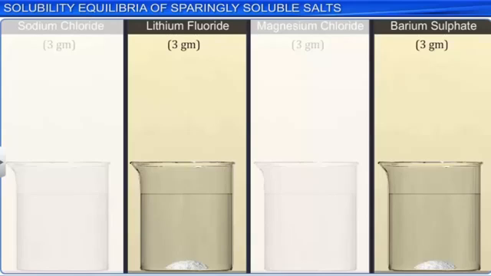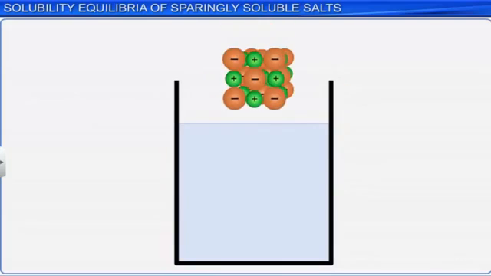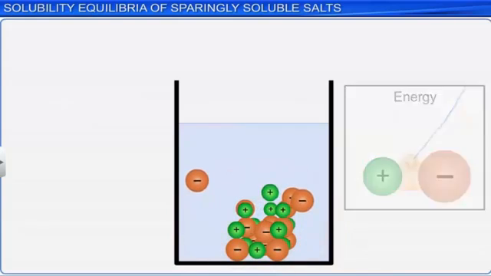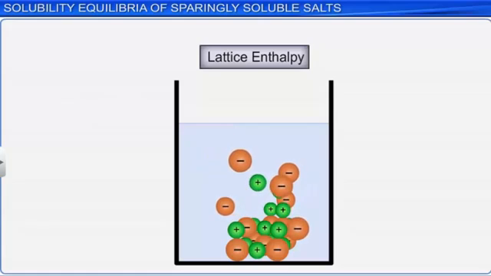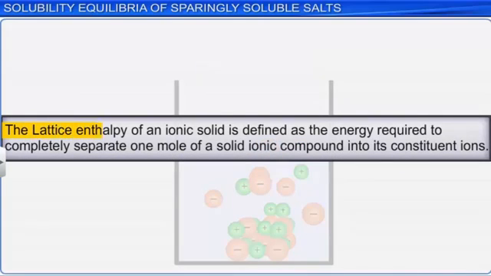Let us try to understand this. The ions in an ionic solid are held together by strong electrostatic forces of attraction. For its dissolution in the solvent, energy is required to overcome the attractive forces between the ions. This energy is called the lattice enthalpy. Let us once again recap the definition of lattice enthalpy that we have already learnt. The lattice enthalpy of an ionic solid is defined as the energy required to completely separate 1 mole of a solid ionic compound into its constituent ions.